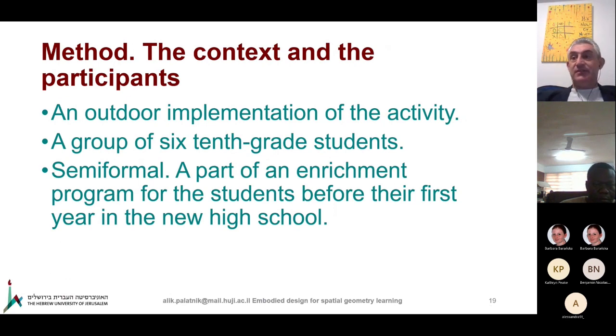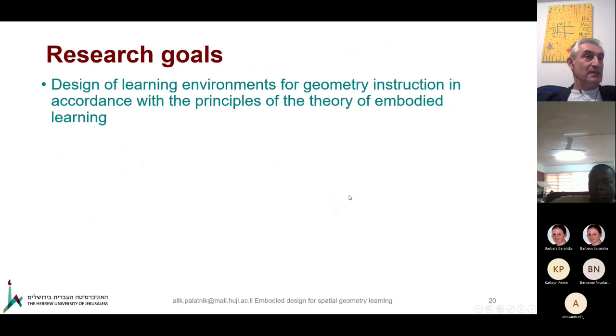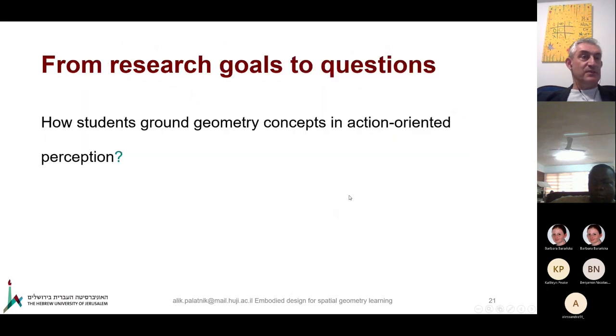I will start with the first example. Outdoor implementation of the activity, group of 6th, 10th grade students, semi-formal part of an enrichment program. So I'm skipping this.